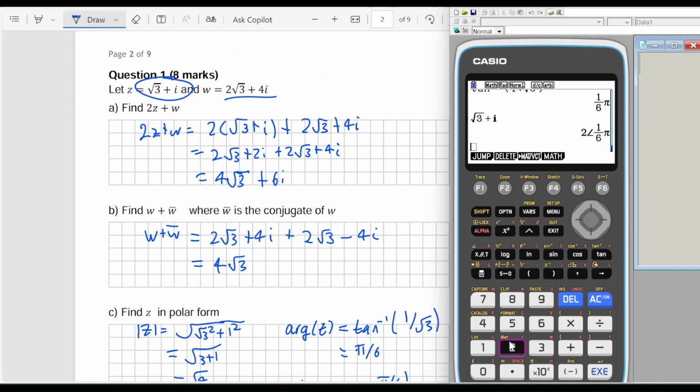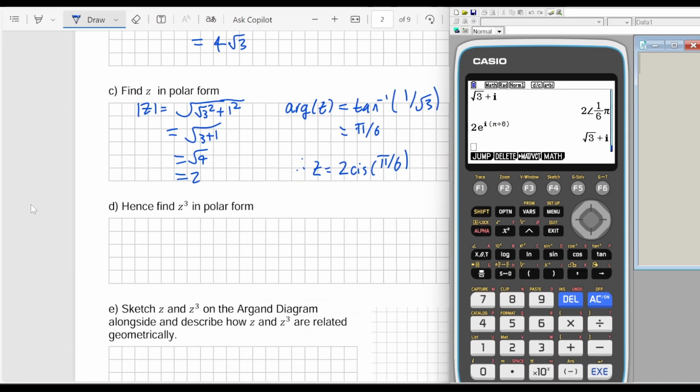The other way that you can do it is you can type 2e to the power of i pi over 6. And if we know Euler's form, this thing that I've typed here means 2 cis of pi over 6. And you get root 3 plus i. So we know where we're at.